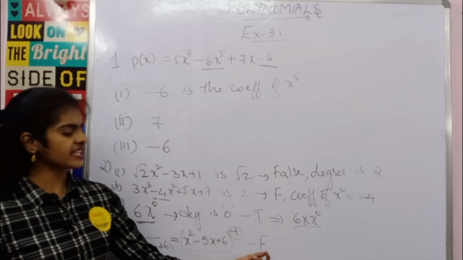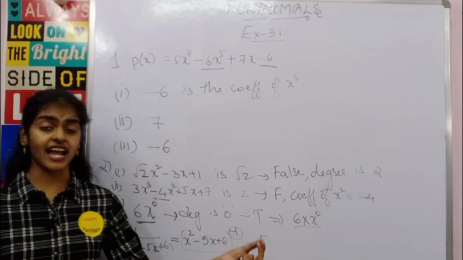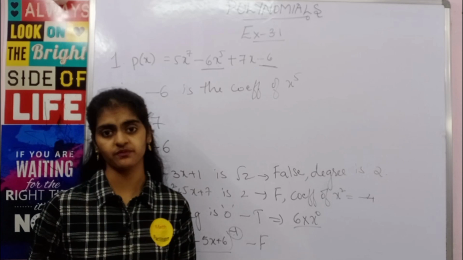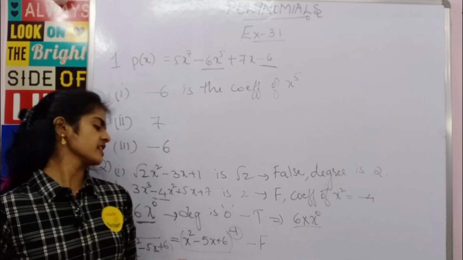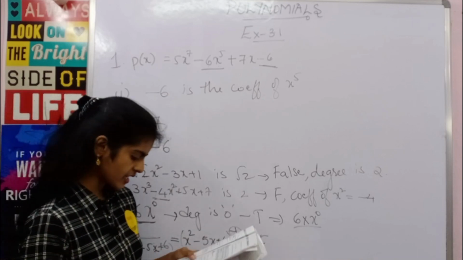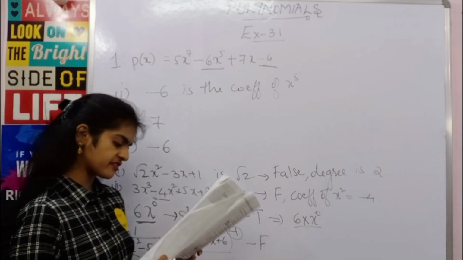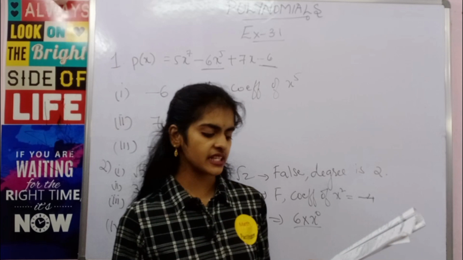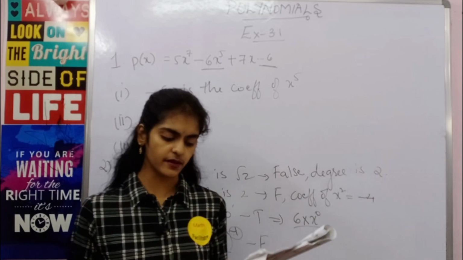Why? Simple definition of polynomial: polynomials have non-negative integral powers of the variables. Since you have a negative power, it is not a polynomial. Clear? So the last one is the fifth: the degree of a polynomial is 1 more than the number of terms in it.